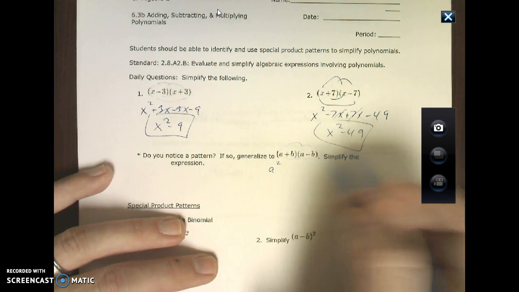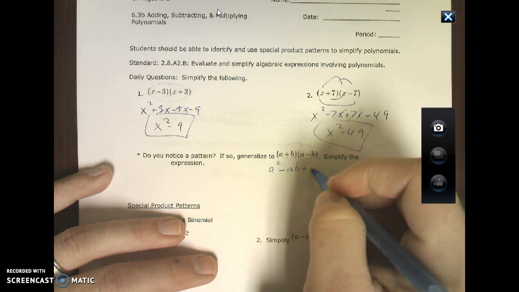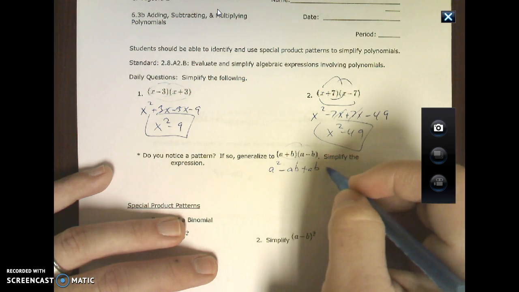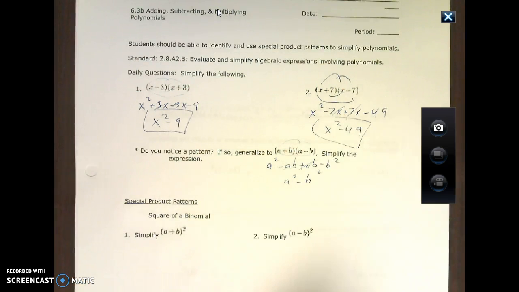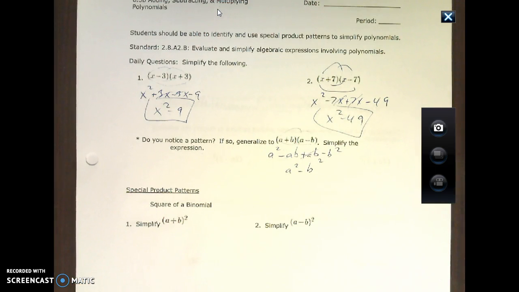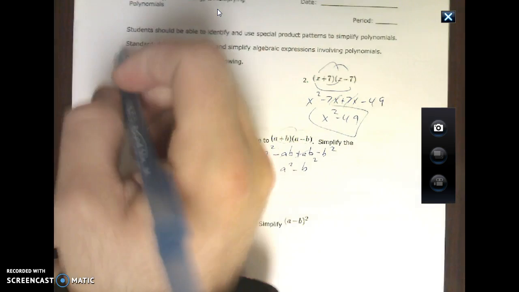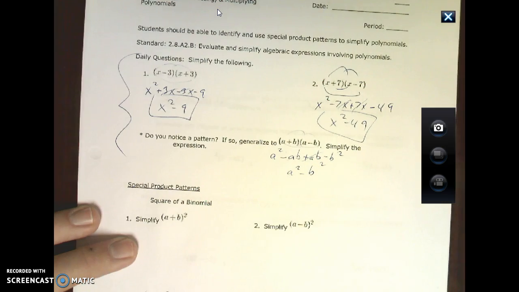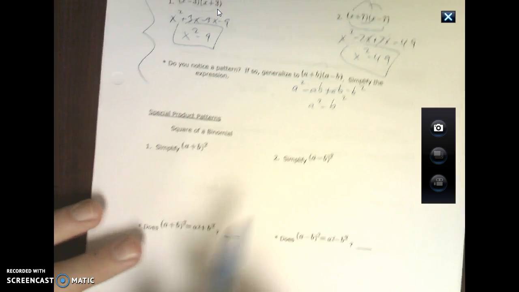Generalize meaning simplify it. a times a is a squared. a times negative b is negative ab. b times a is ab. b times negative b is negative b squared. These cancel out. I'm left with a squared minus b squared. Okay? So, we're going to be noticing some patterns today. This is the first one. It's just when you have the same thing twice, just different signs.